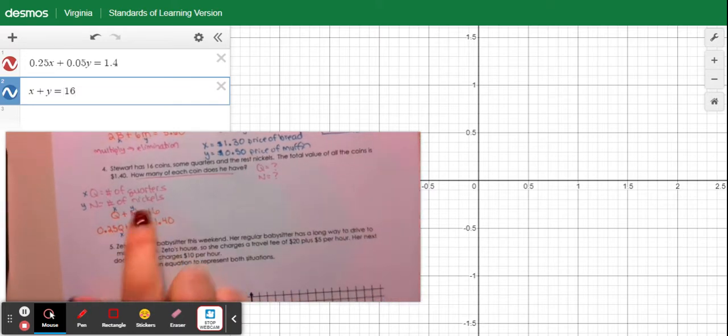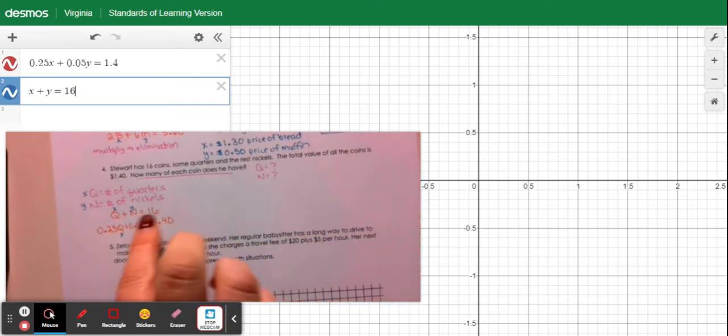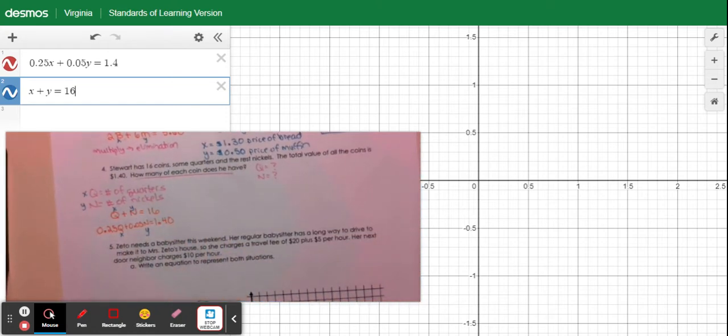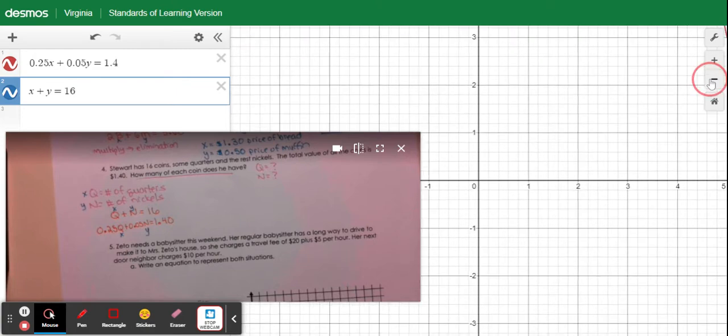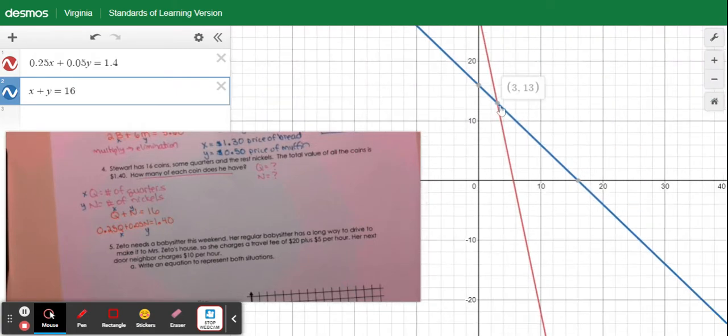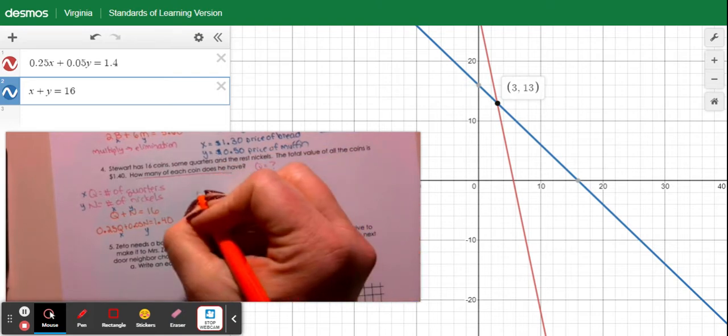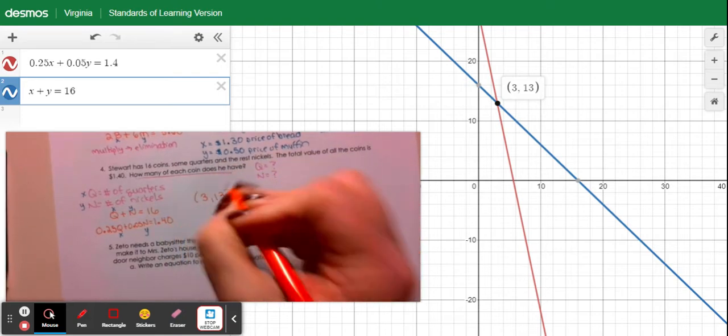Oh, by the way, if I were to solve this algebraically, I think I would rewrite this equation to isolate one of the variables and use substitution. Again, I didn't have to do that because I've got Desmos. And here we go. Here's my intersection. I've got an intersection right here at (3, 13).